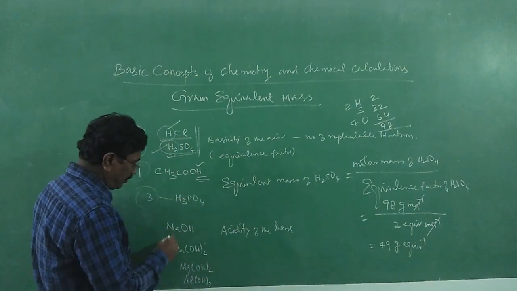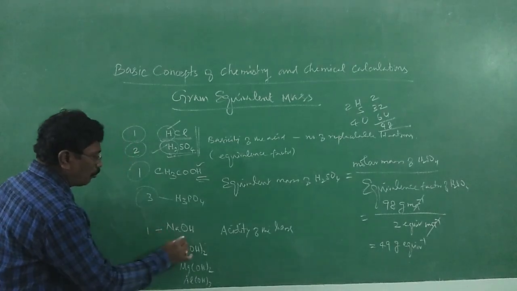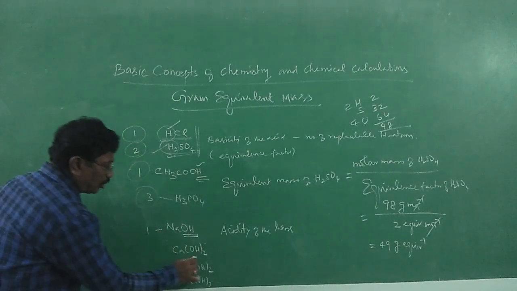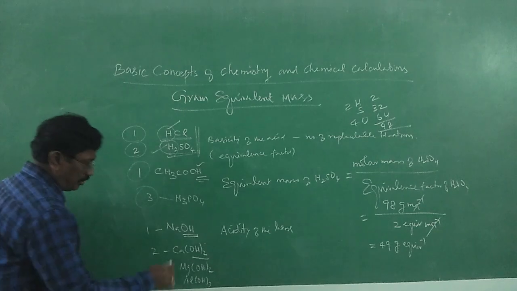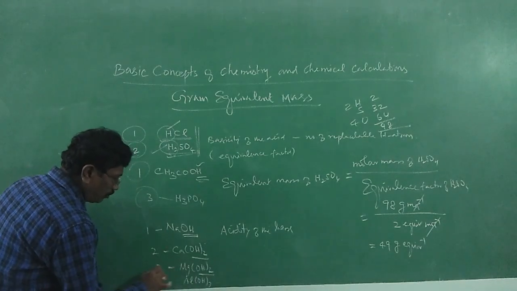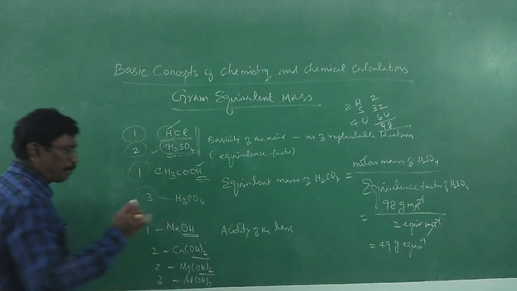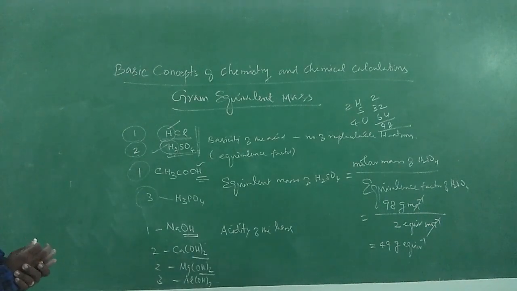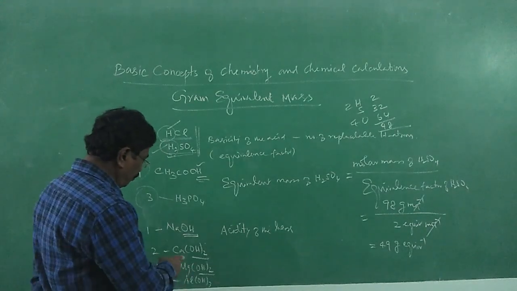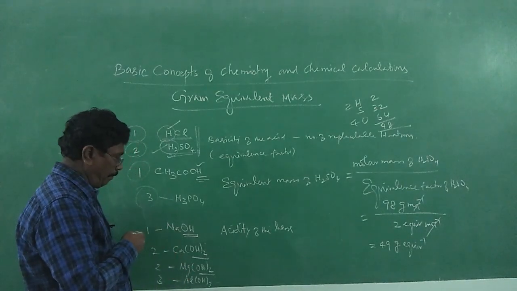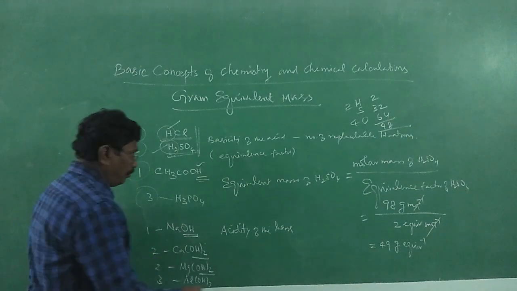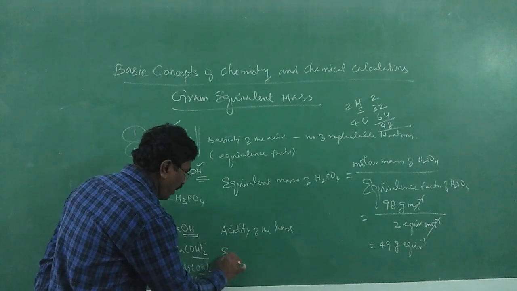The acidity of the base for sodium hydroxide is 1. It has got only 1 replaceable hydroxyl group. The next has got 2, so acidity 2. The next, acidity 3. Now, what is the equivalent mass of, say, calcium hydroxide or magnesium hydroxide? Anything we can calculate. Calcium mass number 40, you may be knowing.